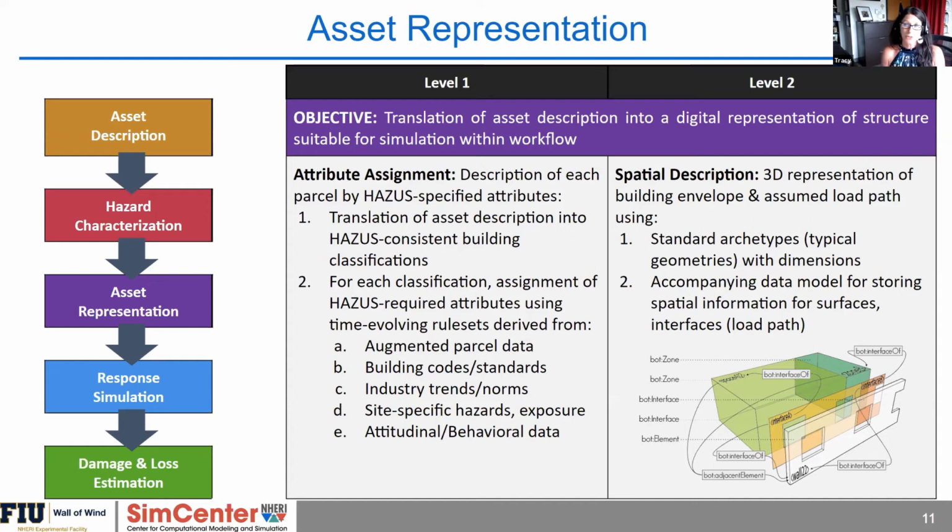Of course, at level 2, things get much more exciting since we'll be able now to actually have three-dimensional representations of the building envelope so that we can actually put those pressures and loads onto the building surface and move them through the load path. And that means bringing up an important innovation in the SimCenter, and that is a data model that actually preserves all those three-dimensional dependencies and all that information in a concise way so it moves efficiently through the simulation.